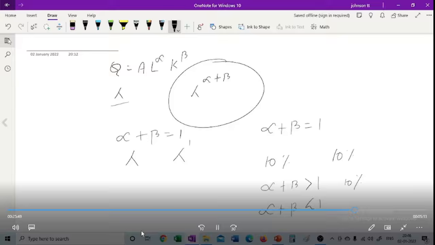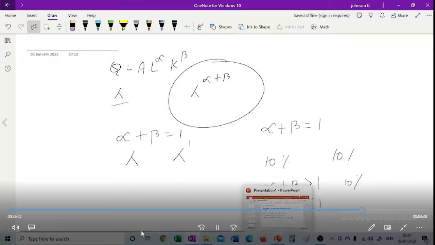Definitely, there will be some numerical problems. It is an important topic. We can expect some numerical problems based on the Cobb-Douglas production function. So what kind of numerical problems can be asked? Mostly we have to substitute the values in the equation Q equals A into L raised to alpha K raised to beta. That kind of questions are mostly asked. So you must be thorough about it.